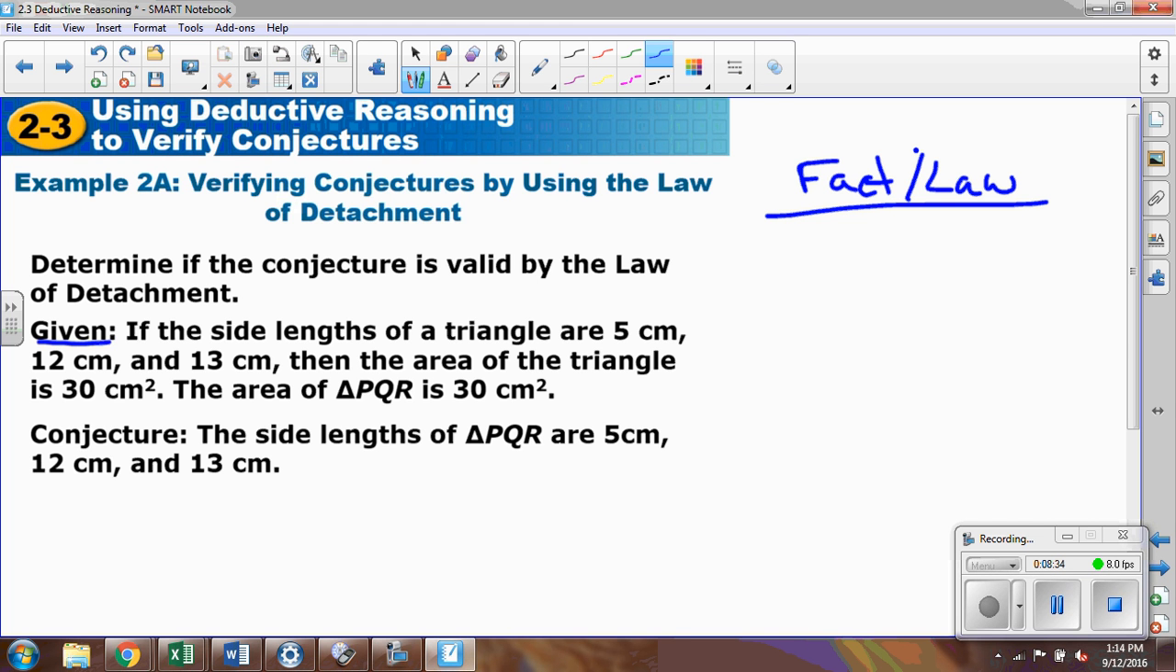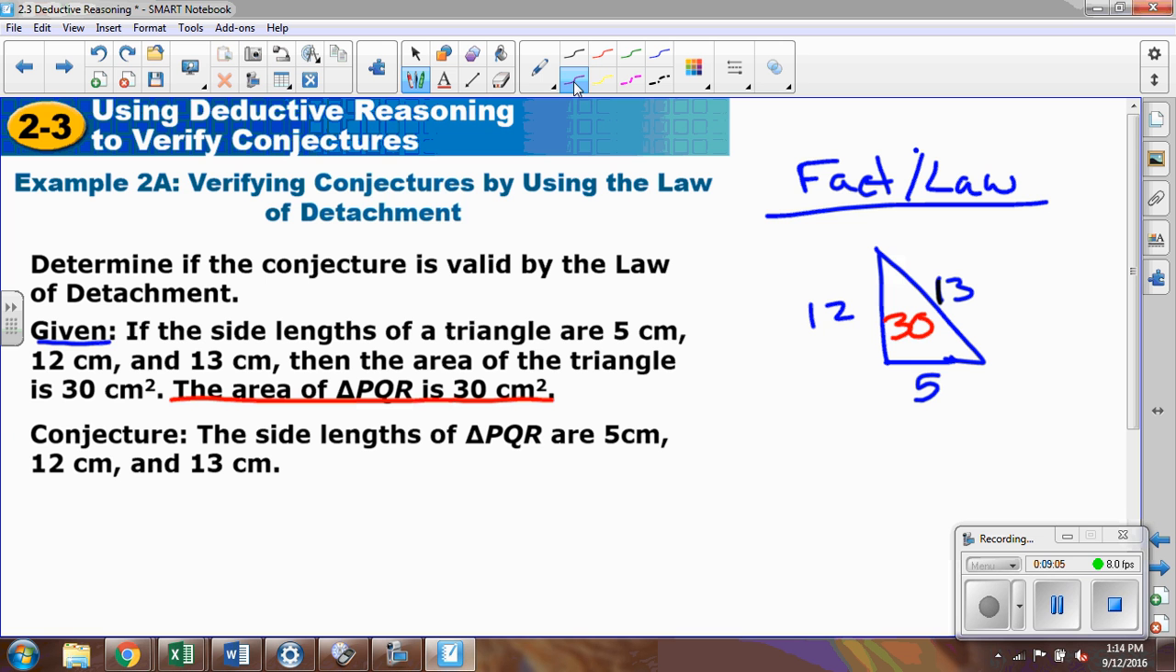If the side lengths of a triangle are 5, 12, and 13, and so this is not a very accurate drawing of a 5, 12, 13 triangle, just a pretty sketch. But if you have a triangle with sides 5, 12, 13, it will force the area to be 30. This is a law. It's a rule that we're working with.